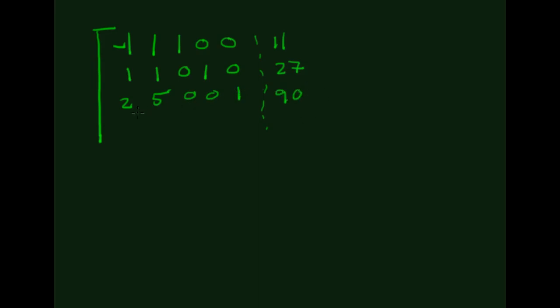So there's my constraints. And then down here at the bottom, I'm going to put in my objective function. Negative 4x1, negative 6x2. What's happening here is these have to be negated.